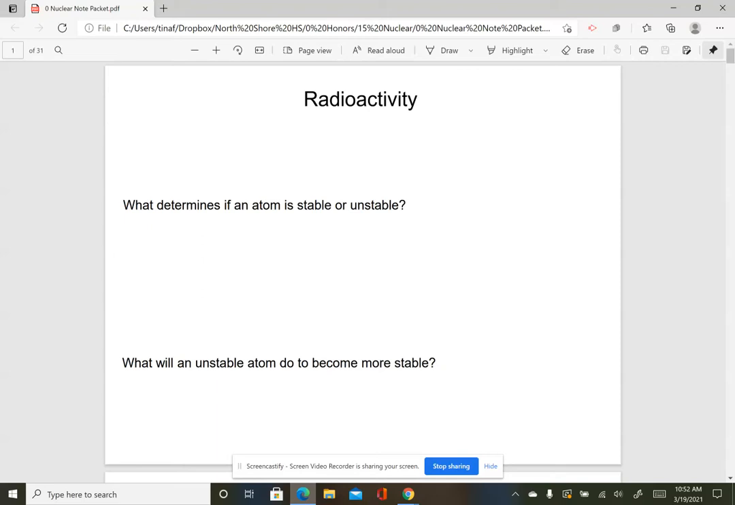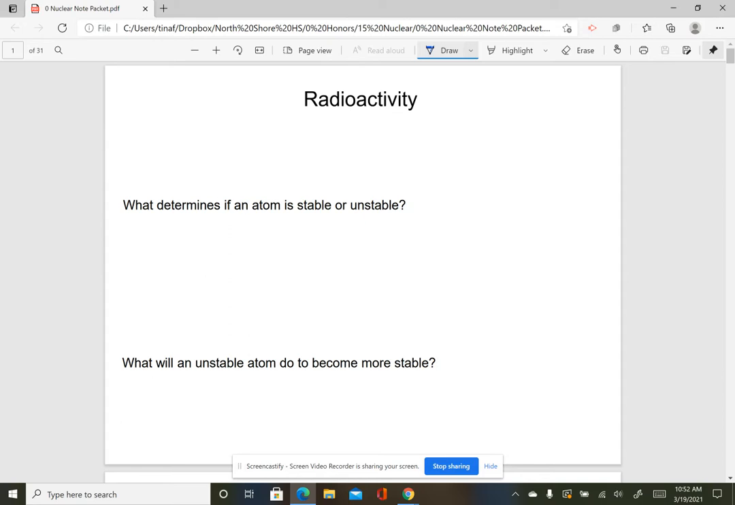Hi, guys. So to start this unit about nuclear chemistry, we need to understand what radioactivity means. So let's look at what determines if an atom is stable or unstable. Up until this point, when we talk about stability, you guys are probably thinking about number of valence electrons, right? So an atom that does not have 8 valence electrons will try to bond with something else to get a full valence shell, and then the atom will be stable.